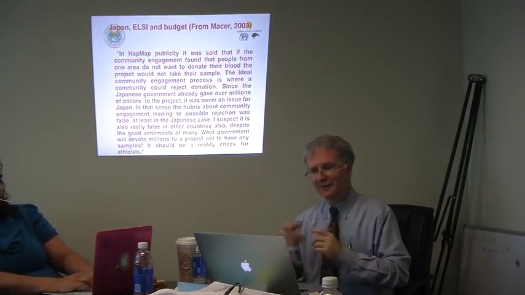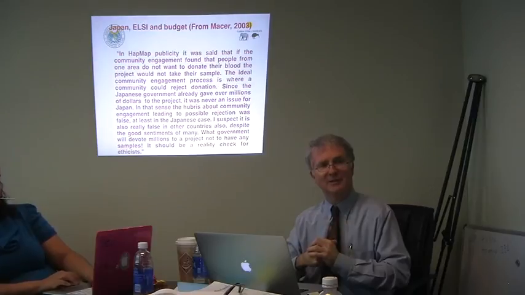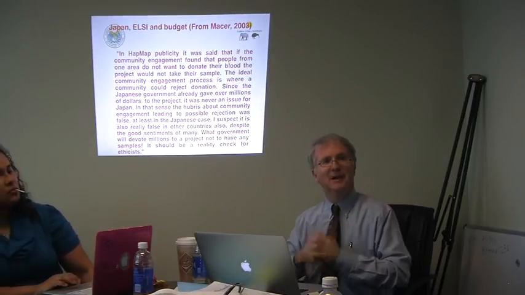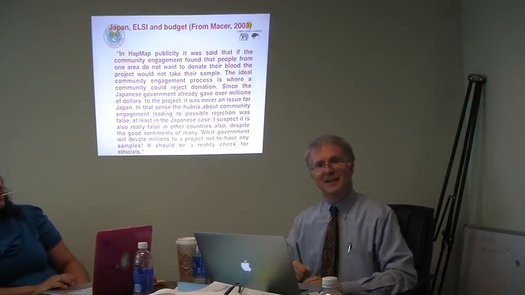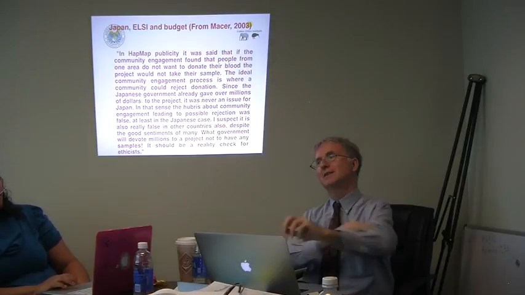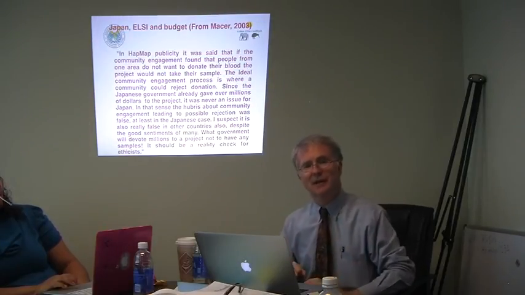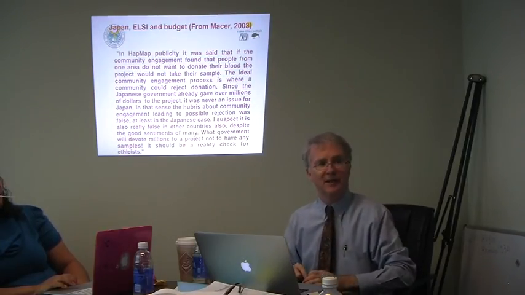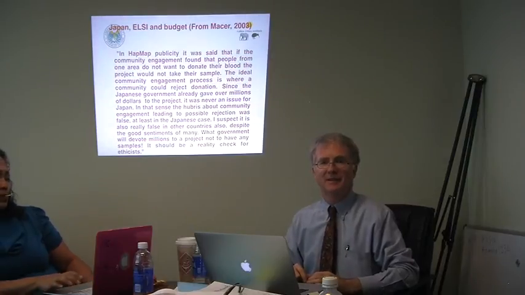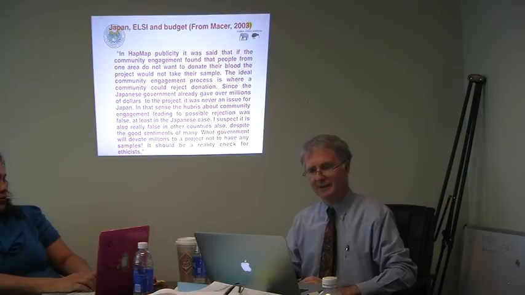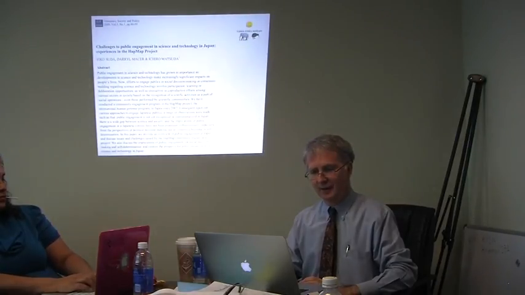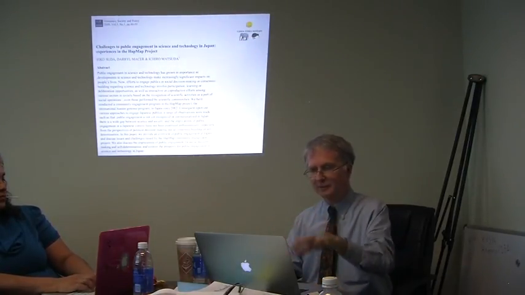So this is sort of, I said, a reality check for ethicists, because in fact the government budgets are decided before the sampling is going to take place, and so there's no way that a Japanese population was able to reject there being a Japanese sample there. Individuals could reject, but the government already had made this decision. This is another paper. You can find these papers on my website.